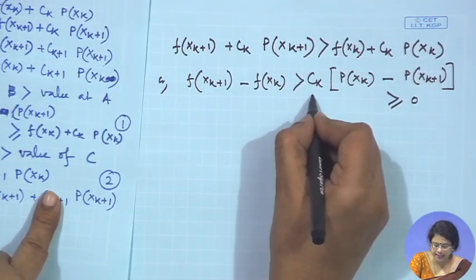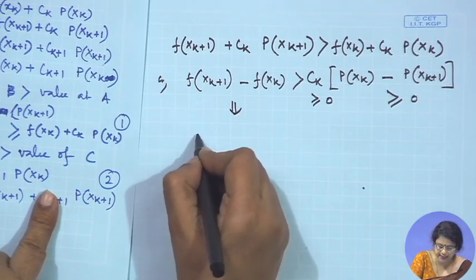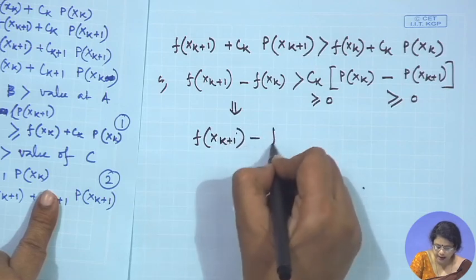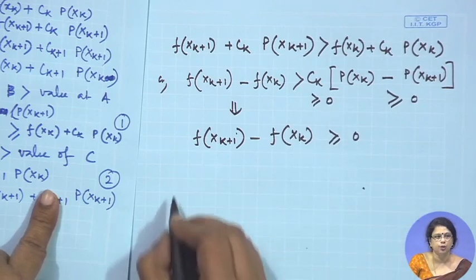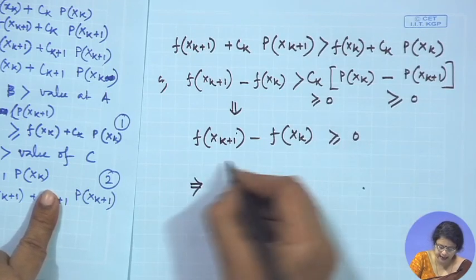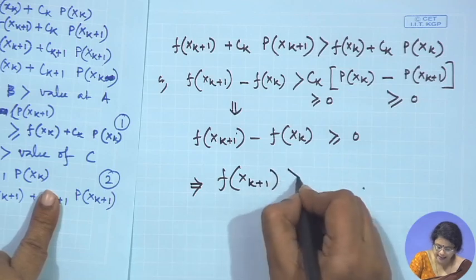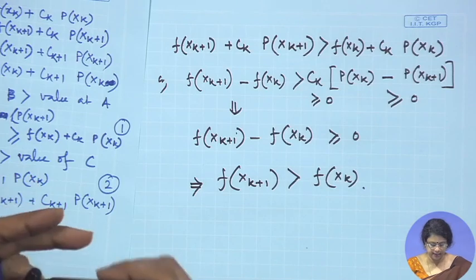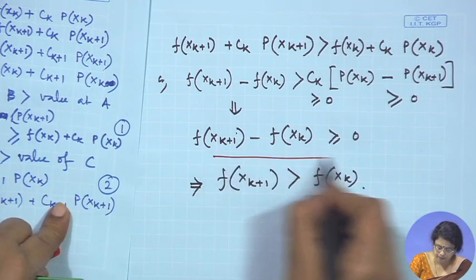Now, individual c_k's are always positive. That is why from here we can say that f(x_k+1) minus f(x_k) is always positive. What is the case then? f(x_k+1) is greater than f(x_k) always. This is the third result as I showed you.